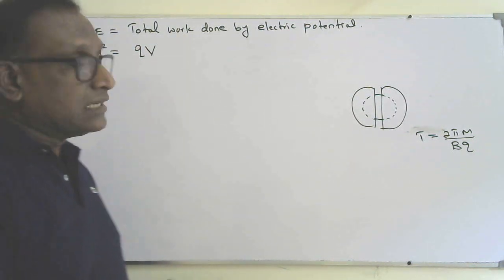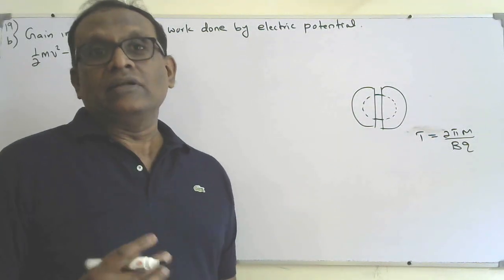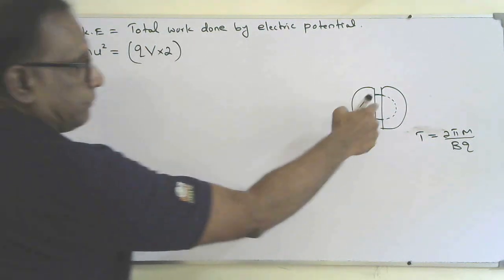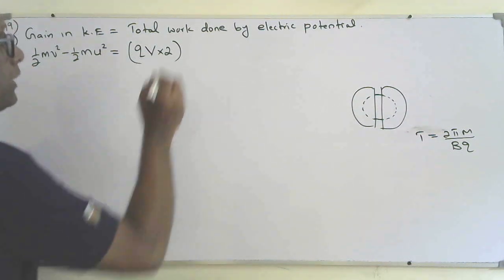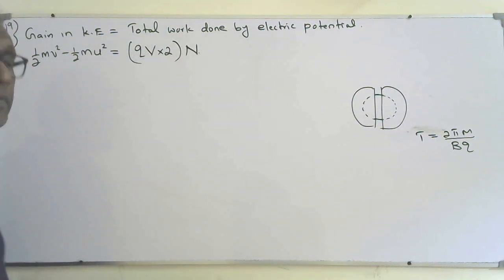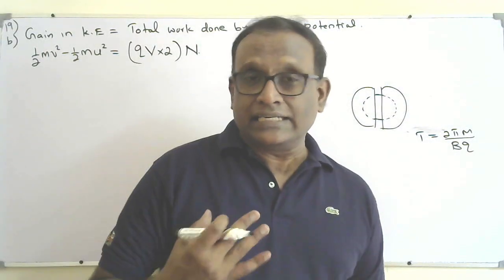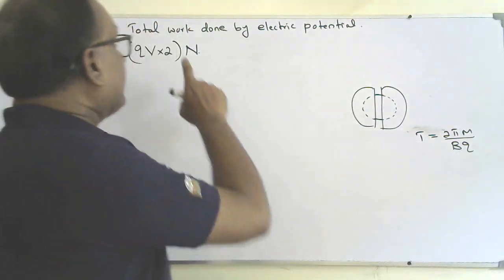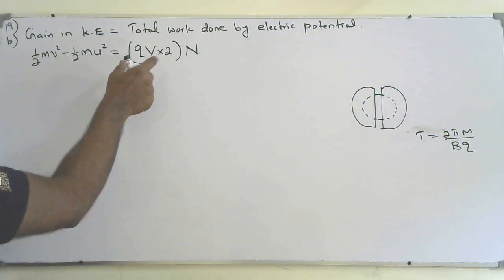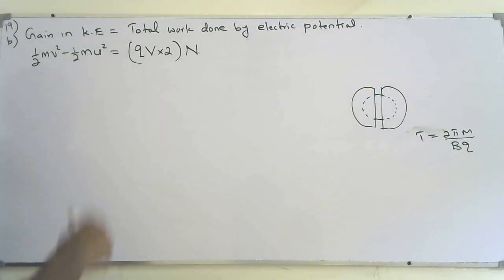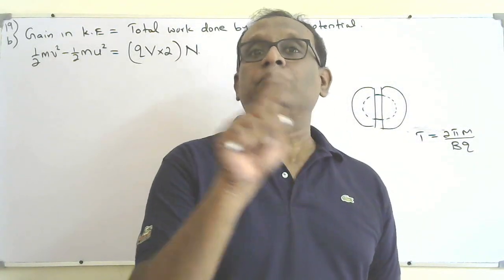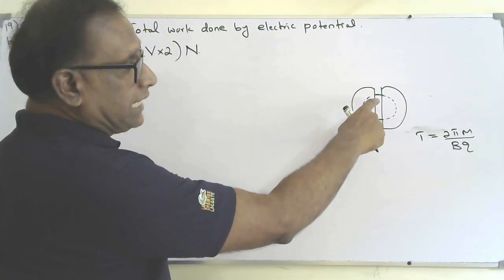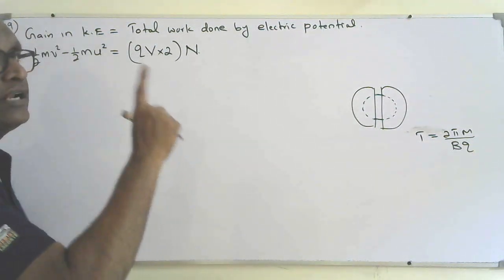So if it completes one full orbit, it will gain the energy twice. If I consider one full orbit, it will cross the gap twice. So QV into 2. How many orbits has it completed? Let it be n. If I find n, then the time taken for one orbit is this much; multiply this by n, and that is the total time taken. Simple. So this is the gain in kinetic energy. QV is the work done by the electric potential when it crosses the gap once. If it completes one full orbit, work will be done on the charged particle twice, so QV into 2 during one full cycle.